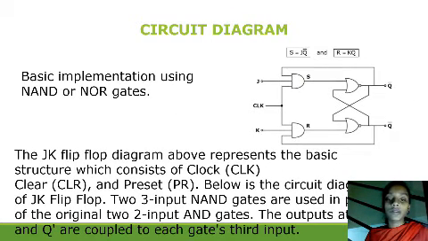Next, we are going to the circuit diagram. Here is the circuit diagram, where J and K are inputs and Q and Q dash are outputs. Here is the CLK, clock, and next the basic implementation using NAND gates. The JK flip-flop diagram above represents the basic structure, which consists of clock, clear, and preset. Below the circuit diagram, in the JK flip-flop, three-input NAND gates are used, and two output NAND gates and two input NAND gates. These outputs, Q and Q dash, are coupled to each third gate.